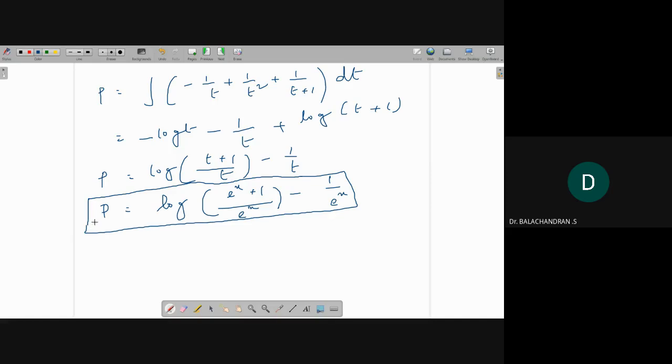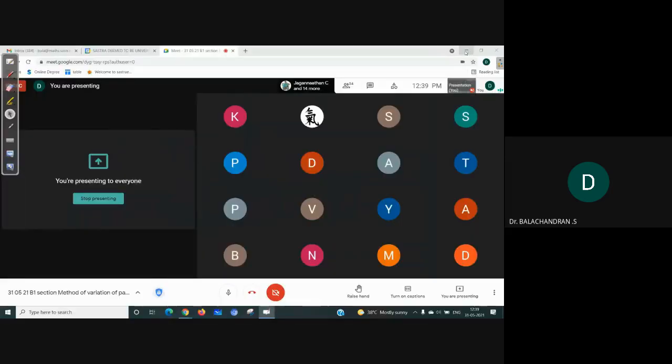Okay. So now we need to find the Q. So anybody got the Q value? Log of 1 plus e power x. Minus log of 1 plus e power x is correct. So then you can easily find the final answer.